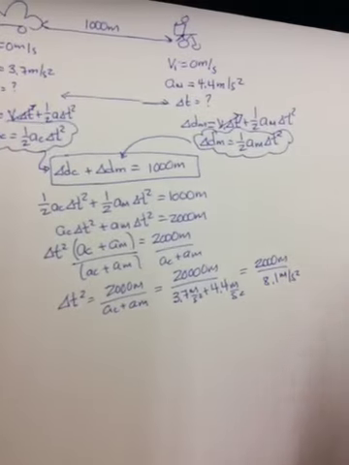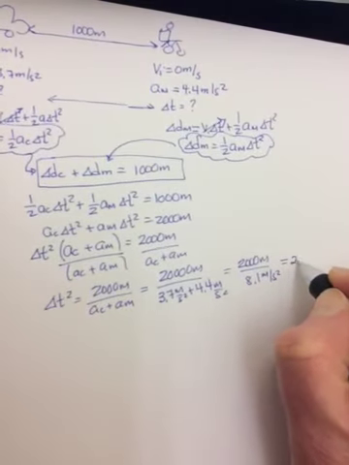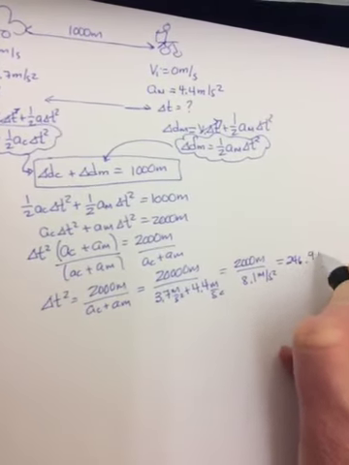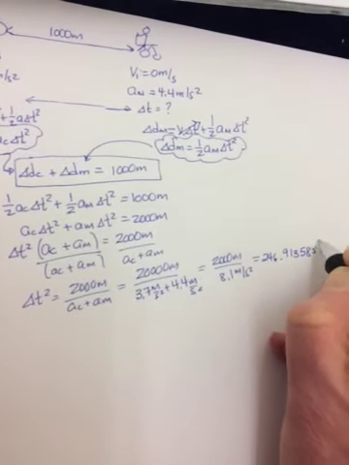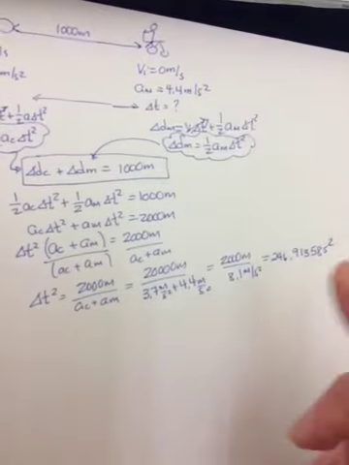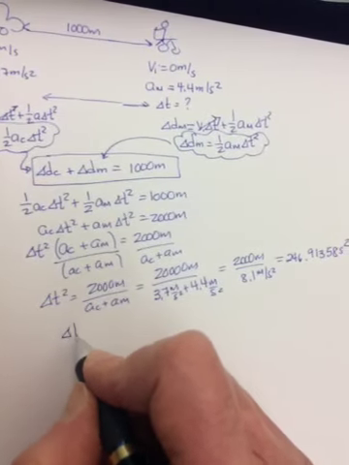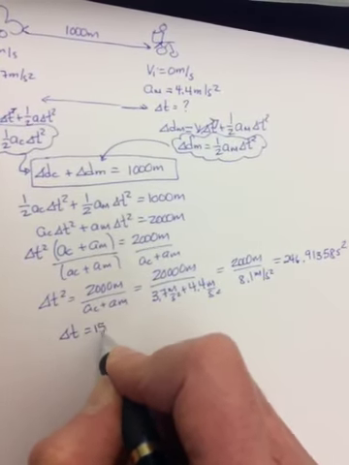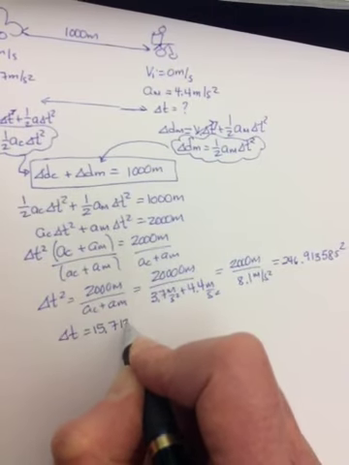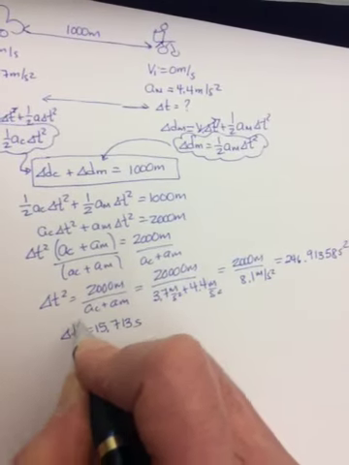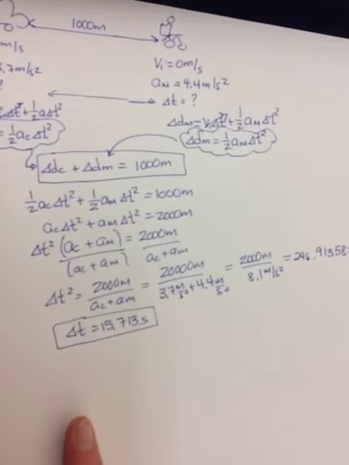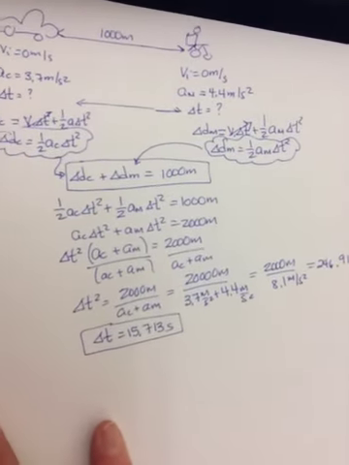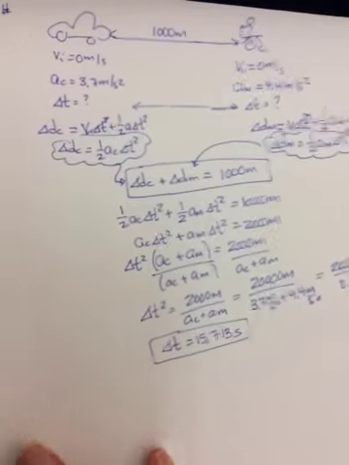When you do this, you get 246.91358, etc. seconds squared. And then you're going to take the square root. So you get delta t to be 15.713 seconds. It's not what the question asked, though. The question asked, at what position will they pass each other relative to the car's starting point?